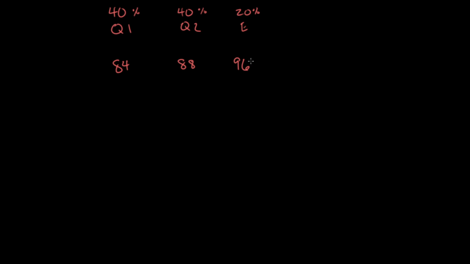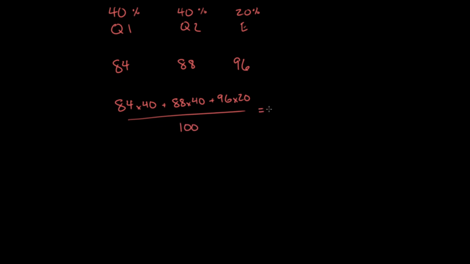Well, I can use a weighted average to figure it out. These are the proportions I care about these numbers in. So what I can do is I can say, let's take 84 and multiply it by 40. Let's take 88 and multiply it by 40. And let's take 96 and multiply it by 20. And what I need to divide by is how many parts I have. Well, I've got 40 parts here, 40 parts here, and 20 parts here, which makes sense because it's a percentage. I can divide by 100.